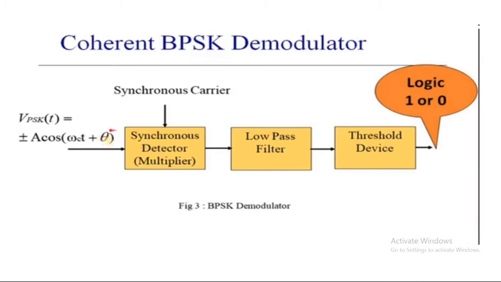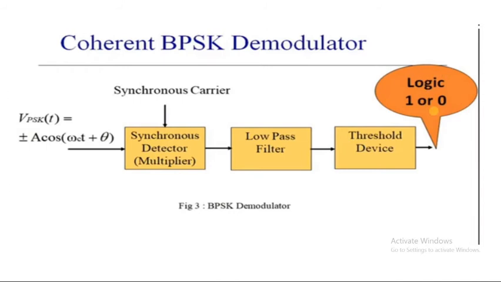Here, theta is the phase angle depending upon the effective length of the path between transmitter and receiver. To the other input, a synchronous local carrier is applied, which is either generated at the receiver or extracted from the incoming BPSK signal. The demodulated information, a bit stream, is obtained at the output of the threshold device.